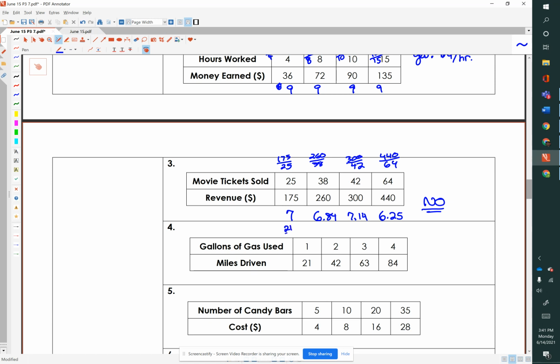So 21 divided by 1 is 21. 42 divided by 2 is also 21. 63 divided by 3 is 21. And 84 divided by 4 is also 21. So yes, we do have a proportional relationship. And the gas mileage on this car is 21 miles per gallon.